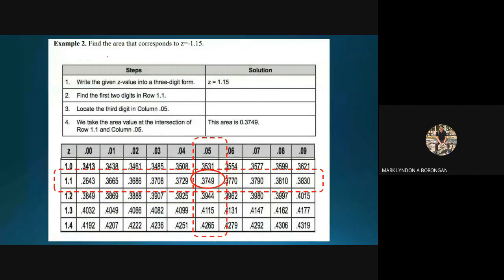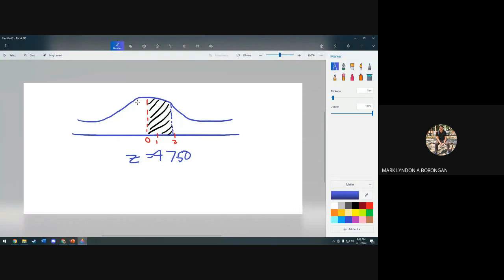Another example: find the area that corresponds to z equal to negative 1.15. If the z-score is negative, this means it is on the left side. If the value given is negative, we are on the left.